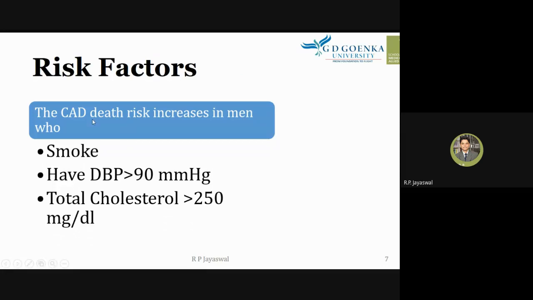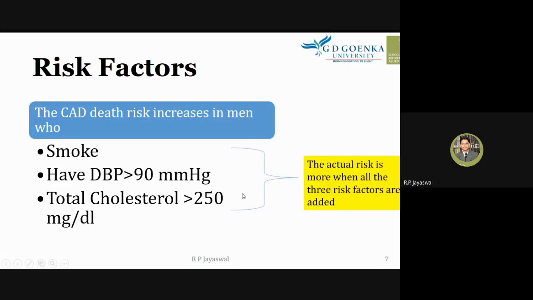The CAD death, meaning the death due to coronary artery disease, may increase in men who smoke, who have diastolic blood pressure more than 90, and total cholesterol level more than 250 mg per dl. These are the actual risks, when all three risk factors are added. This can increase the chances of developing coronary artery disease, and also of death. So this is what we studied about coronary artery disease.